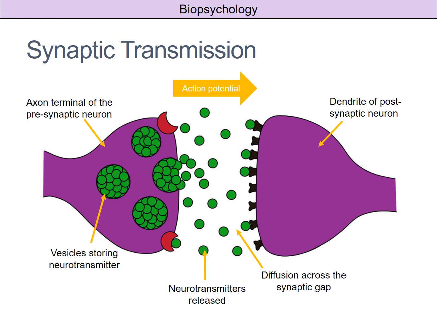Now, through diffusion, the neurotransmitters move across the synaptic gap, and when they reach the other side, they bind with these receptor cells, which are these little black things on the right-hand side. And as they bind, that causes the action potential to be stimulated within the dendrite of the postsynaptic neuron, and then the electrical signal can carry on.